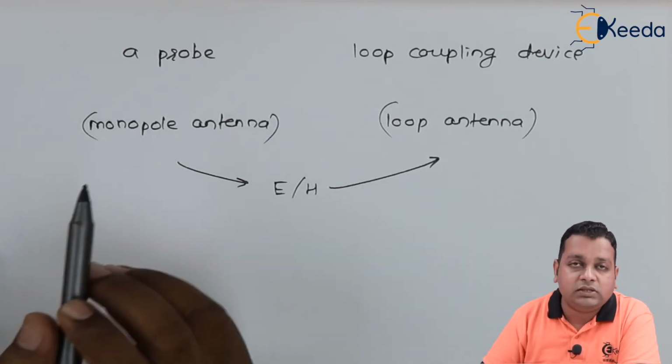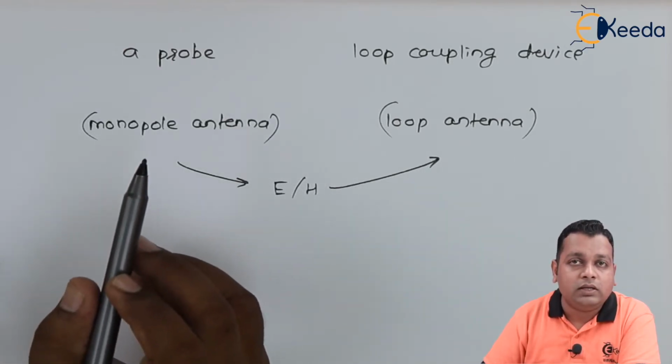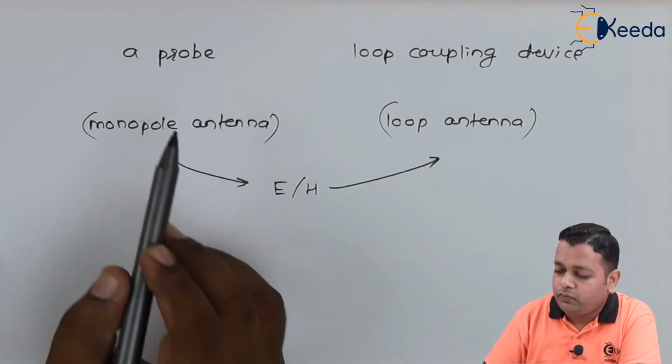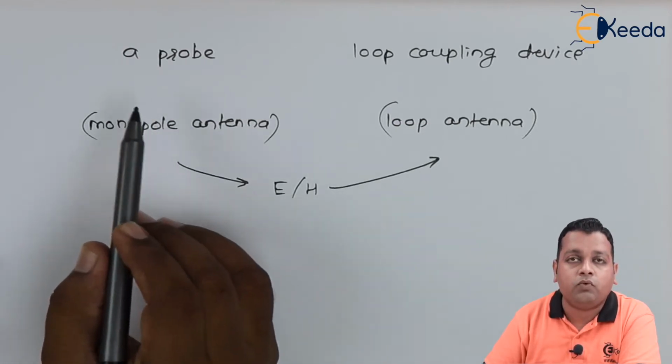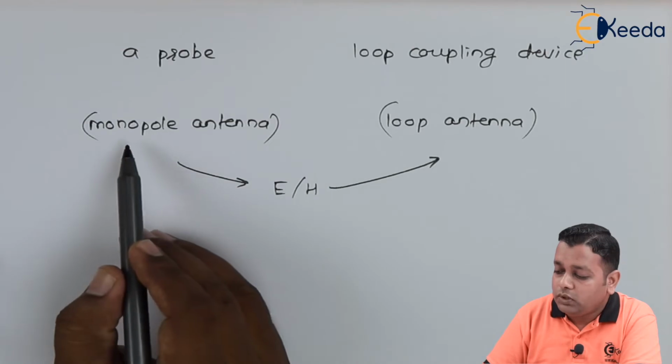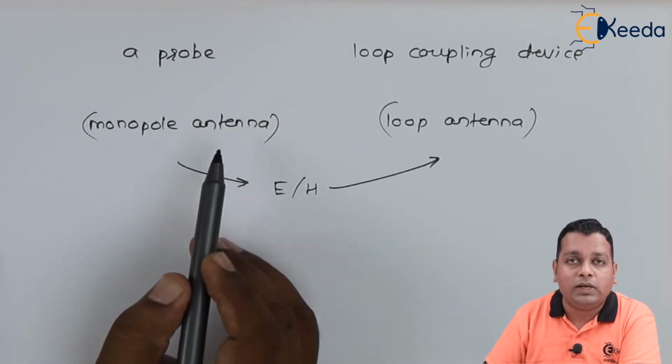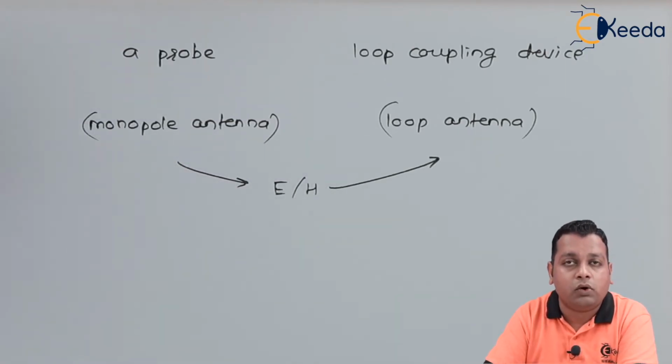Now there can be a chance that we can have the excitation of modes with the help of more than one probe. So more than one antenna will be there inside the hollow cavity of the rectangular waveguide.